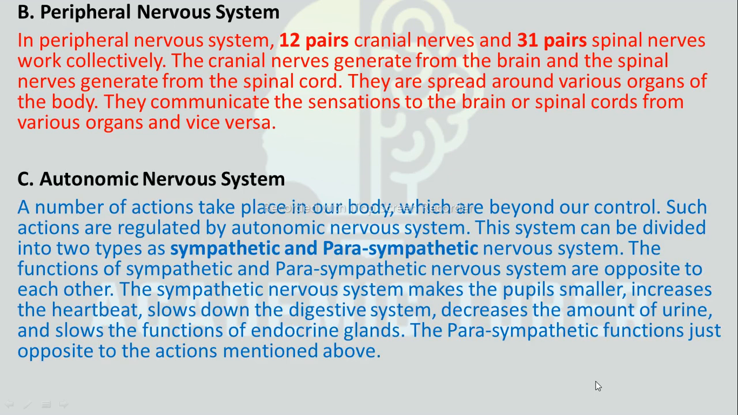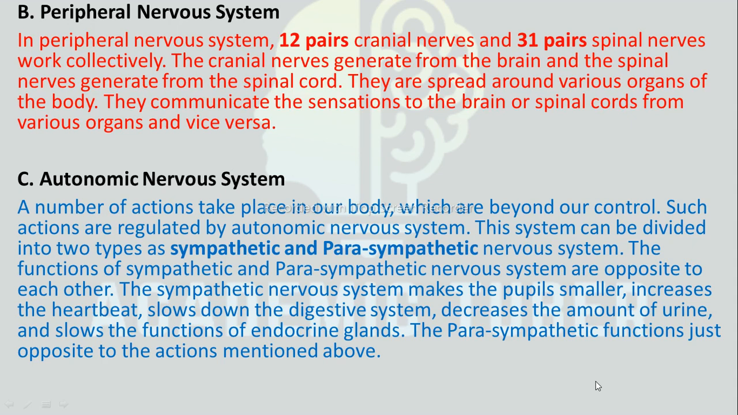Autonomic nervous system. A number of actions take place in our body which are beyond our control. Such actions are regulated by autonomic nervous system. This system can be divided into two types as sympathetic and parasympathetic nervous system. The functions of sympathetic and parasympathetic nervous system are opposite to each other.